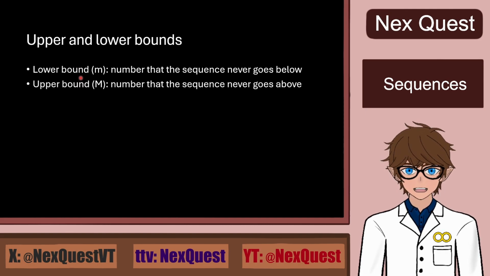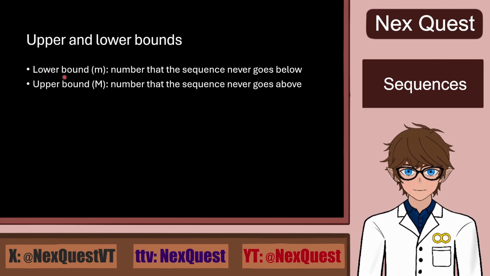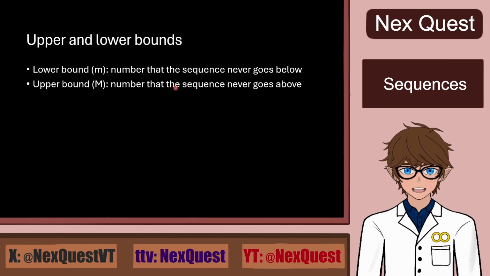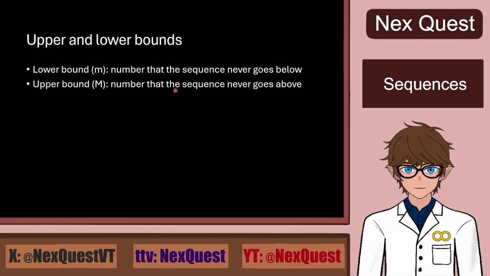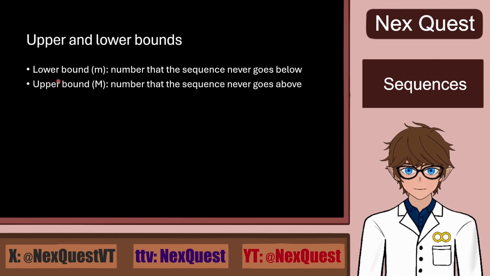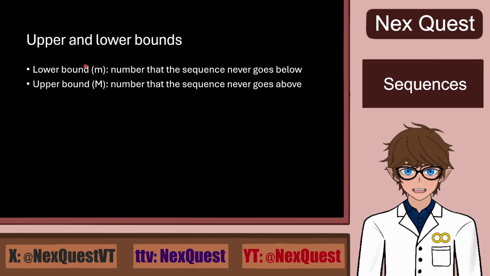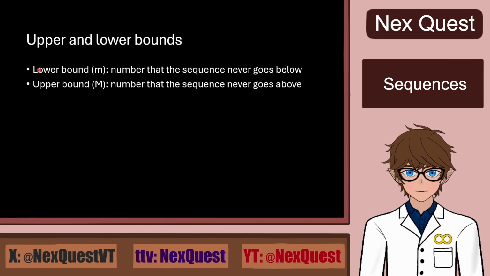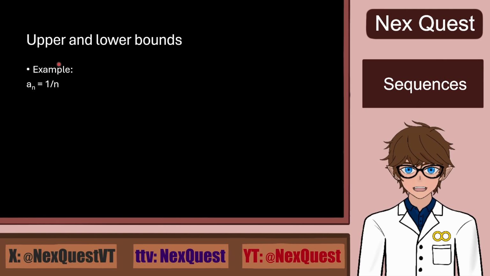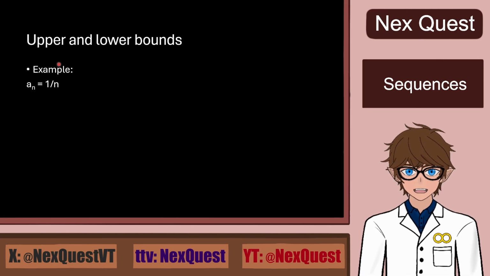Now, the upper bound is, as the opposite name suggests, capital M, a number that the sequence never goes above. So again, when we say upper and lower bound, we refer to the exact bounds. So we have the highest value that the sequence has and the lowest one that it can have. Nothing in the sequence is above one or under the other. Now, for the example, the nth term is described by the formula 1 over n.